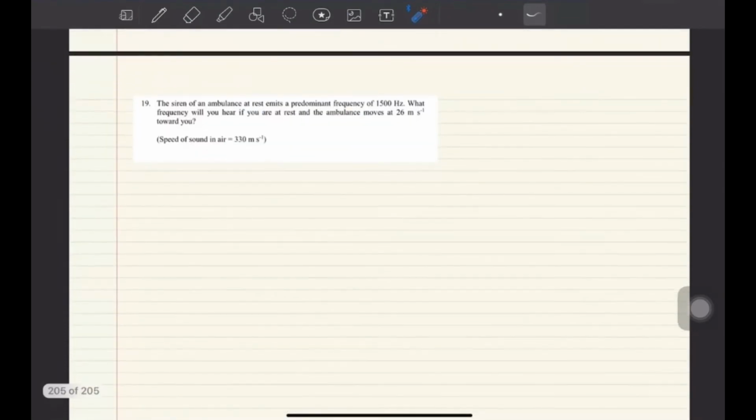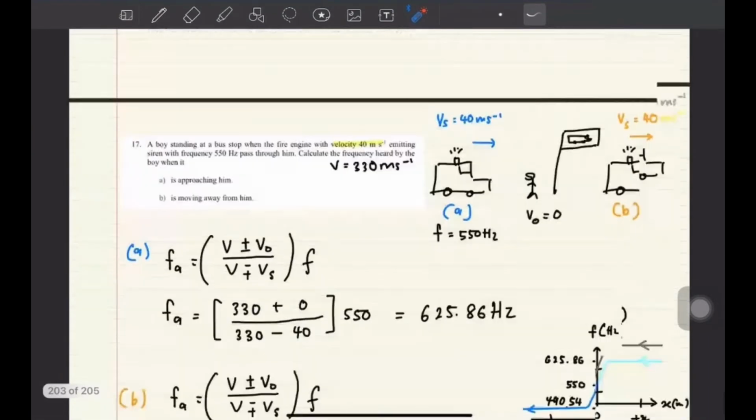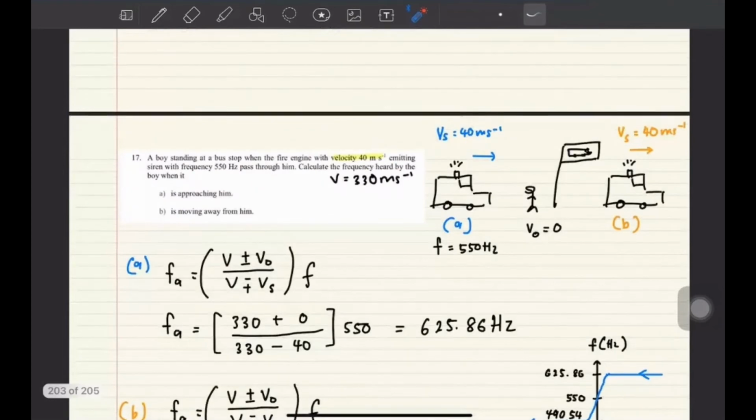Which is question 19. The siren of ambulance at rest emit a predominant frequency of 1005 Hz. What frequency will you hear if you are at rest and the ambulance move at 26 meter per second towards you? So ini situation yang kalau dalam gambar ni kan, A ke B? A. A, okay, very good.